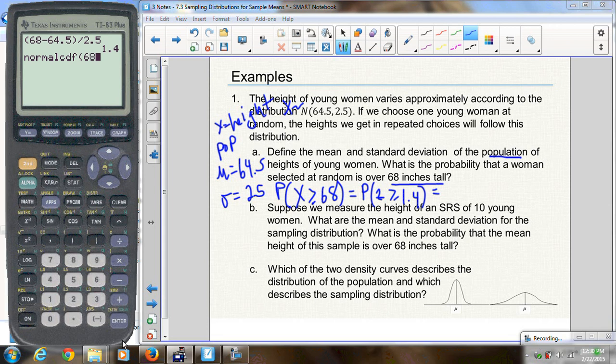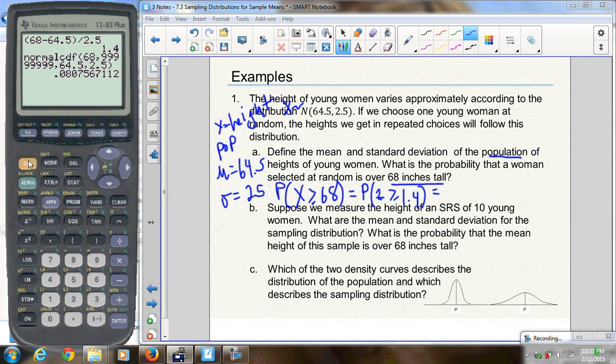The lower bound in this case is 68. My upper bound is infinity, so I'm just going to do 99999. The mean, since I'm dealing with 68, I need to deal with the mean of X, which is 64.5. And my standard deviation is 2.5. Okay? And that's what I get.